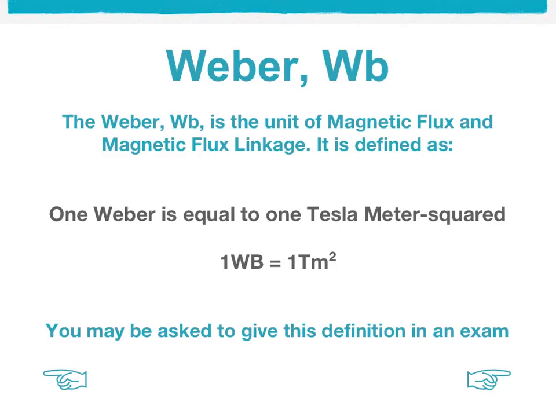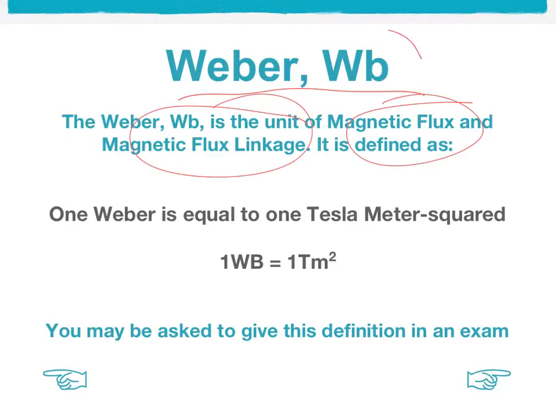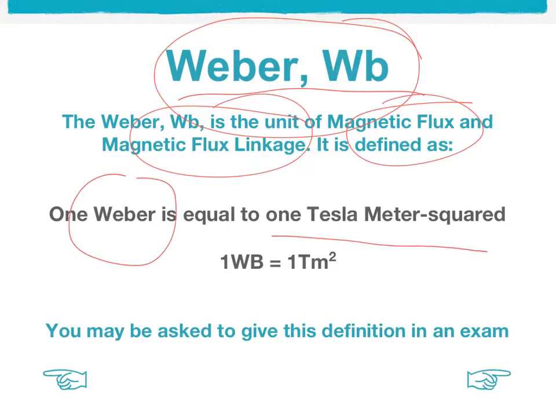Okay, so what are the units of magnetic flux? The units are Weber. Magnetic flux and magnetic flux linkage both have units of the Weber, and by definition, 1 Weber is equal to 1 Tesla meter squared, meaning 1 Tesla times meter squared. It should make sense: Tesla is the unit of magnetic field strength, and meter squared is the unit of area. So there you go.